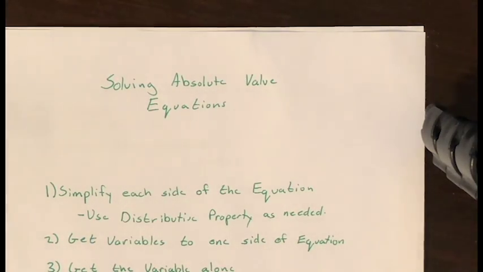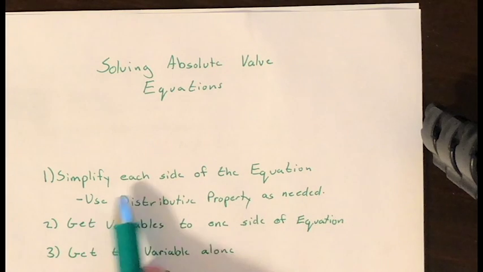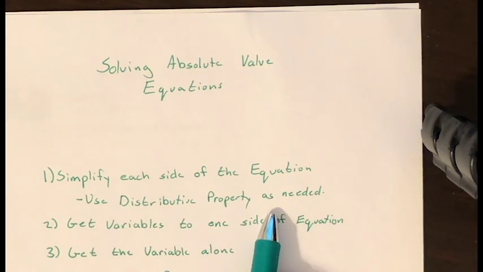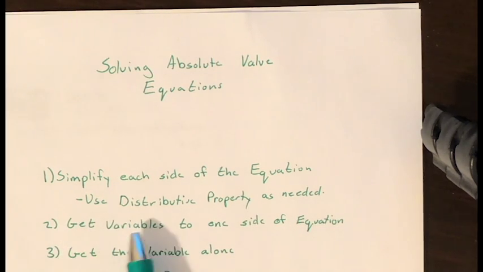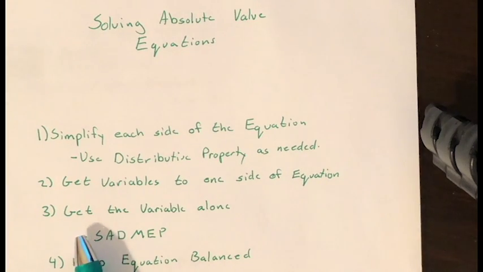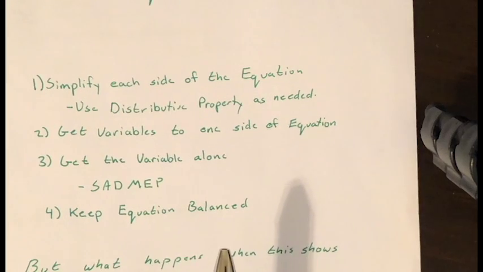In this video we're going to be talking about solving absolute value equations, and basically we're always going to follow those same simple 4 rules that I gave you. We simplify each side of the equation, using the distributive property as needed. The next one is get variables to one side of the equation. Then we get the variable alone by using SADMEP, and then lastly we always remember to keep our equation balanced.